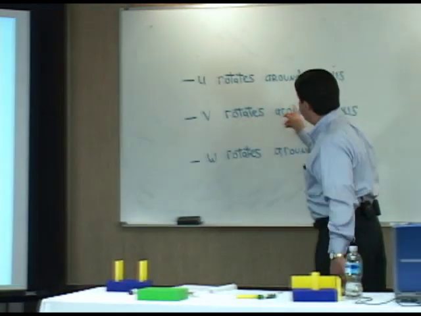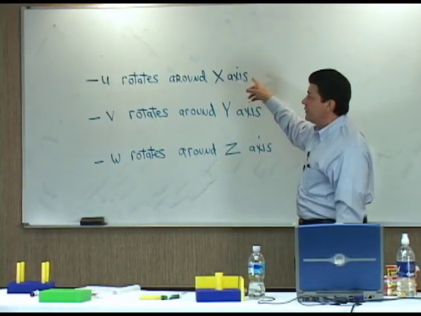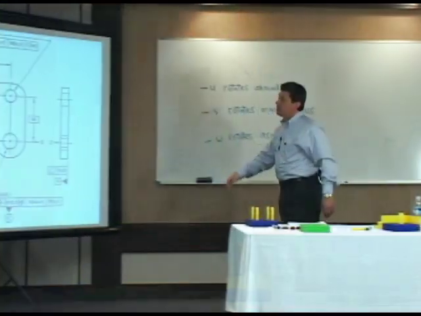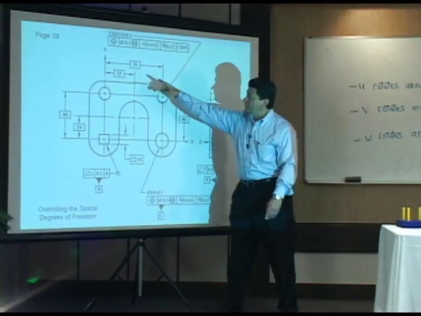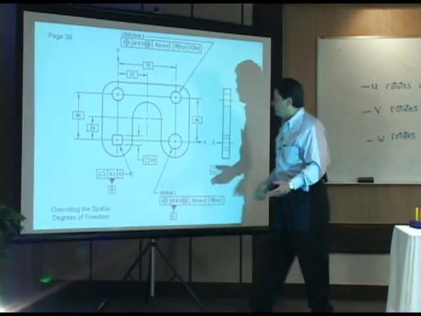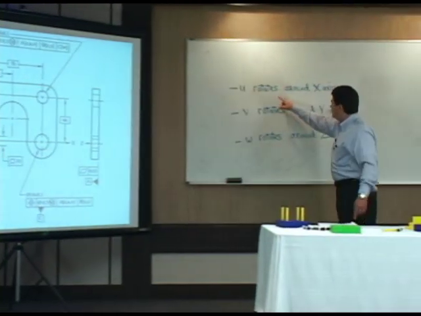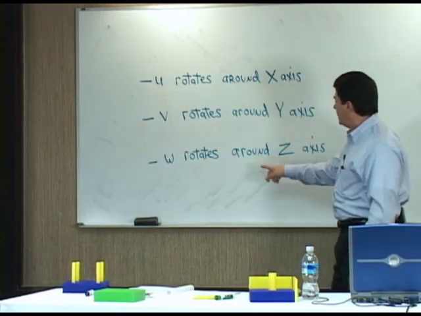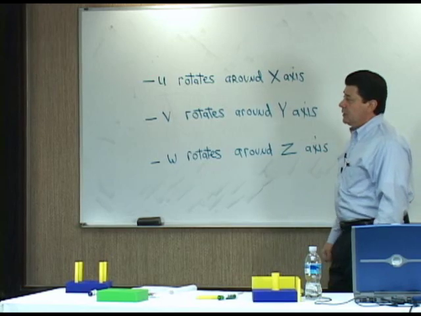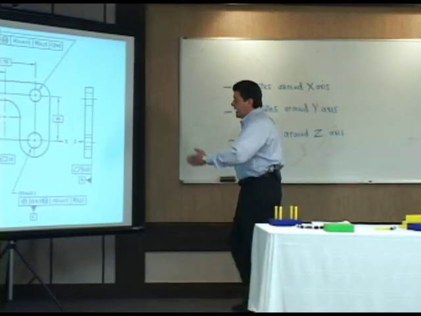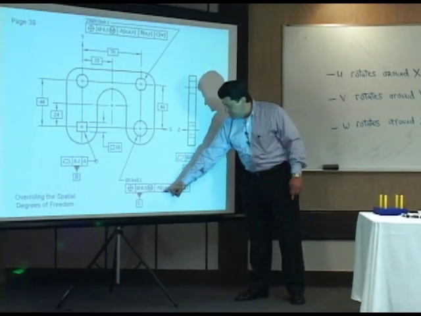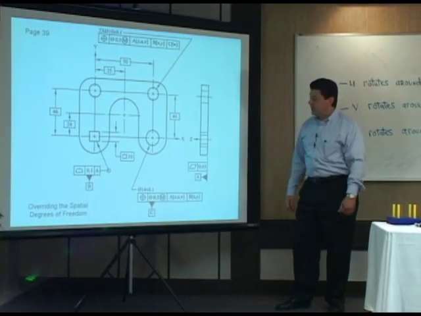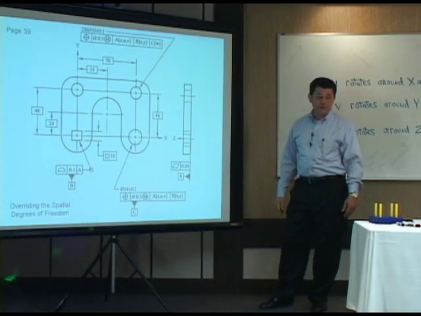Remember that when we're talking about this, we have the X, Y, and Z on the drawing, and these are representative of the axes, and U is what rotates around X, V rotates around Y, and W rotates around Z. So if we lay it on A, what it says is it controls Z, U, and V as far as its linear and rotational degrees of freedom.